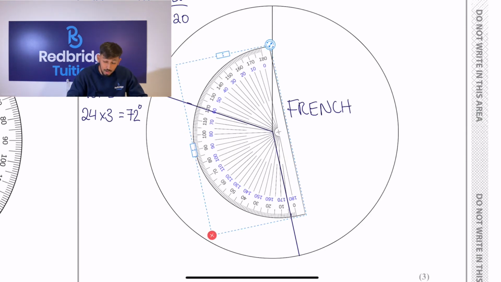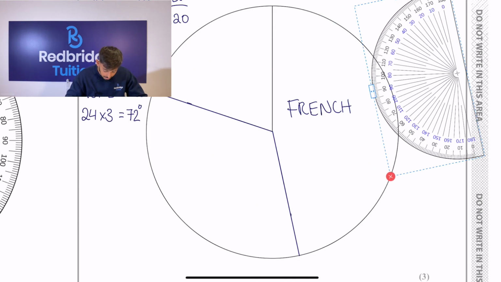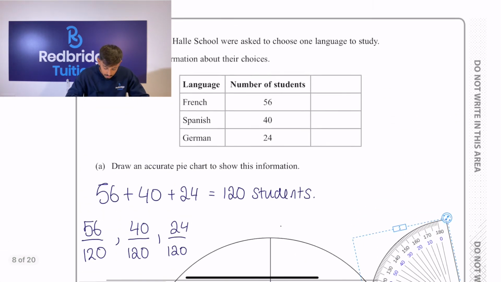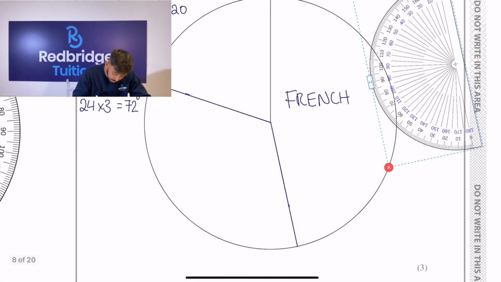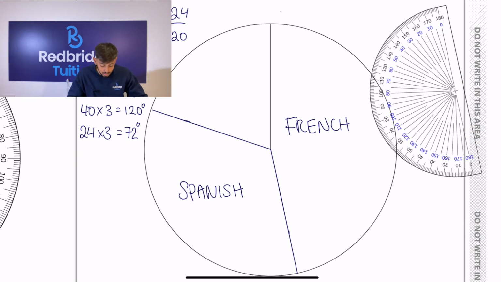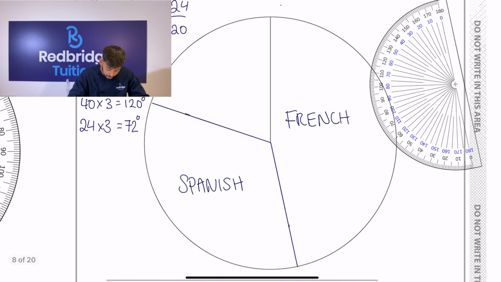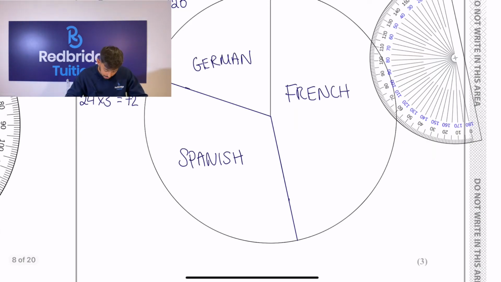Okay, now I'll move my protractor out of the way, and I will write down that this section that we've just created will be Spanish. The last section that has created itself in the pie chart is the German, the students that took German. And that's our pie chart completed.